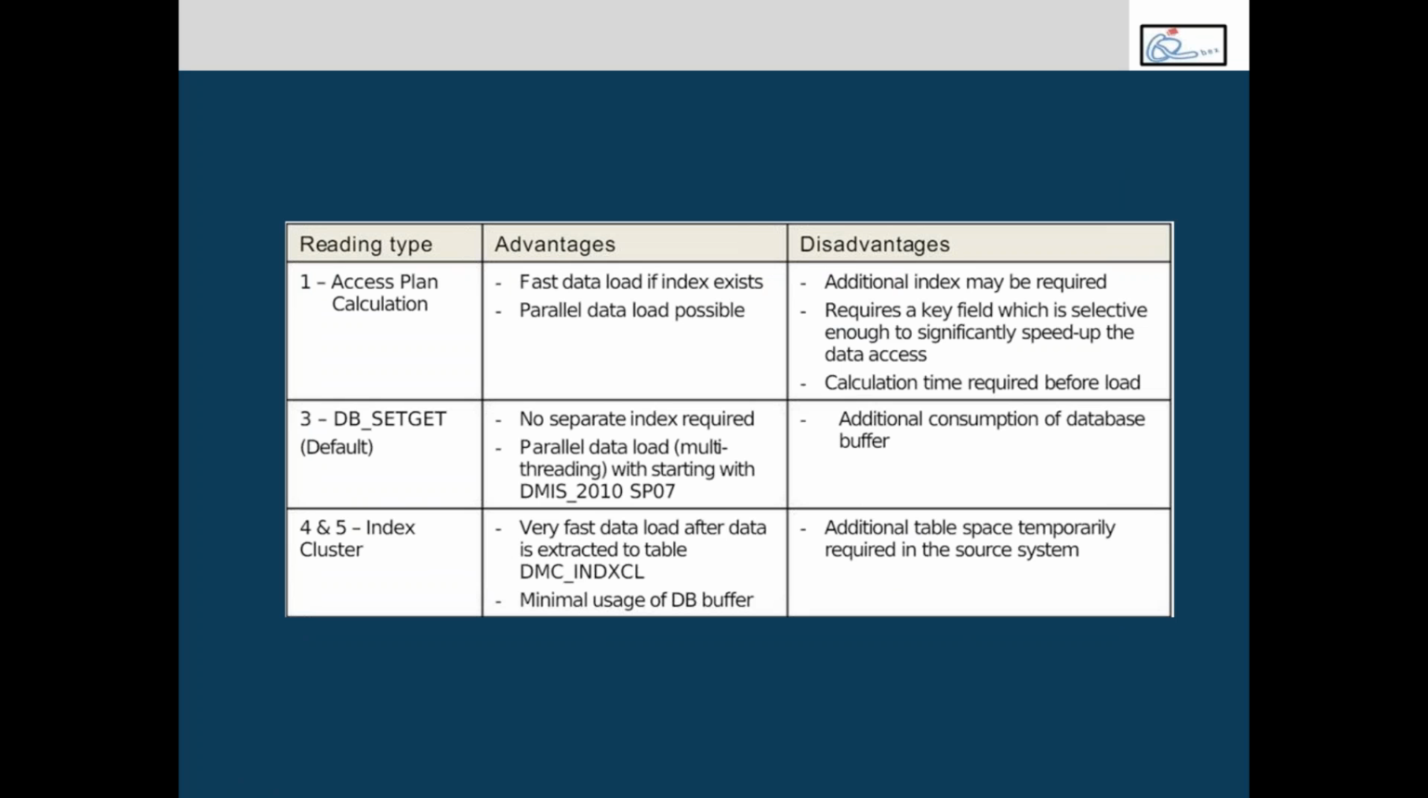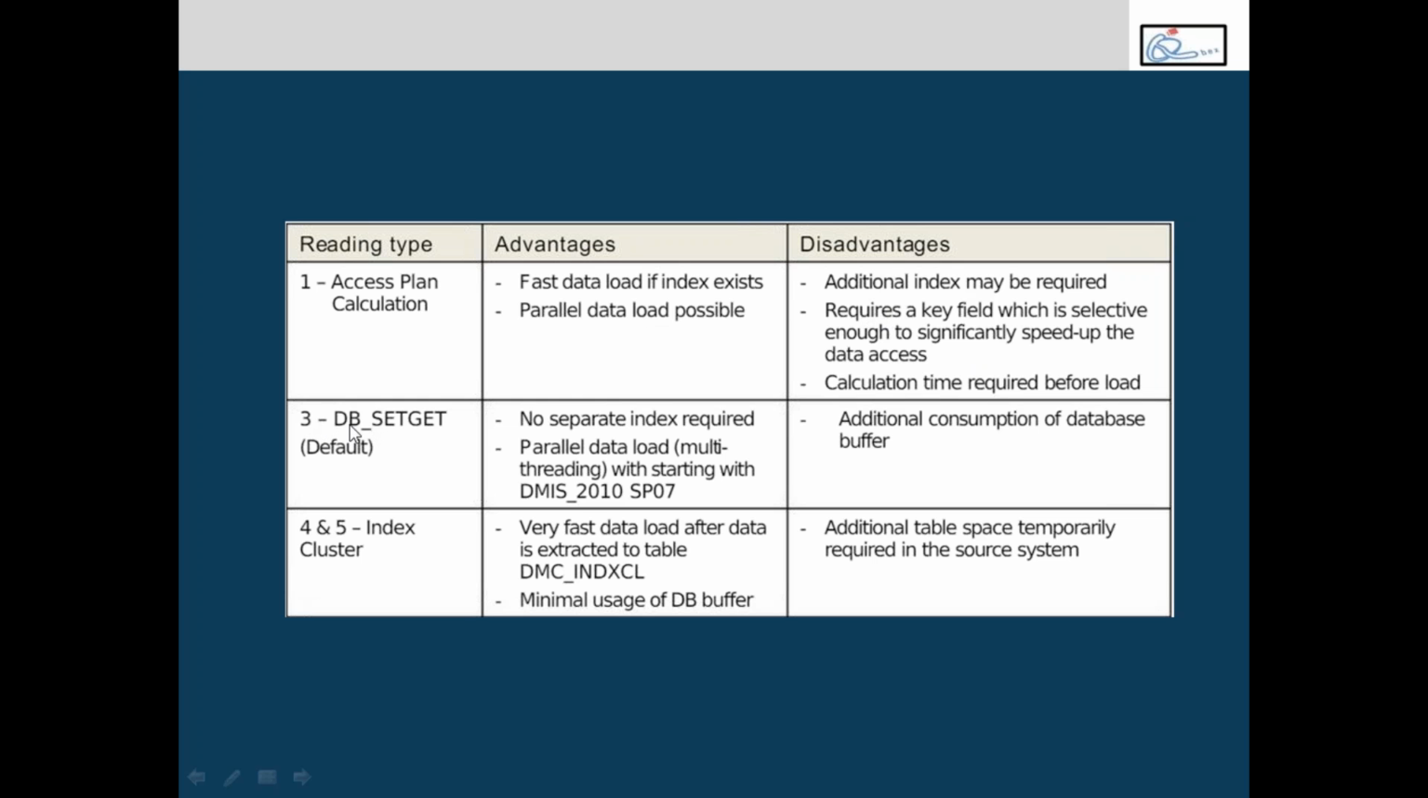Then there's something like performance options. It's not so critical, but there are different reading plans while reading data from the source. One is access plan calculations. When you use this, it is faster if there are indexes on the table, and we can also do parallel loading. But additional indexing is required.